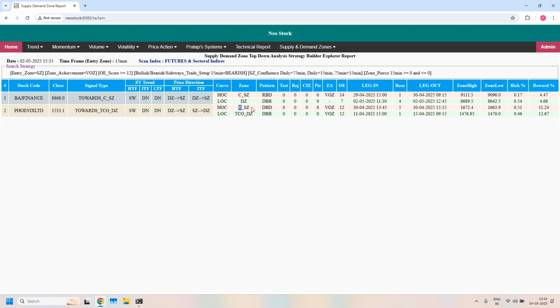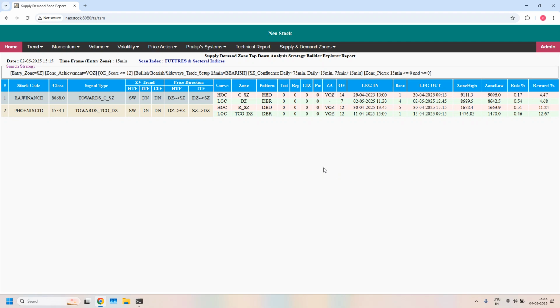In both the stocks, the 15 minute supply zones are overlapped with the 75 minute supply zone, and both together are overlapped with the daily supply zone. But the daily trend is sideways in both the stocks. For a sideways trend, we don't use EMA confluence. So this is a bearish trade setup for daily income trade.